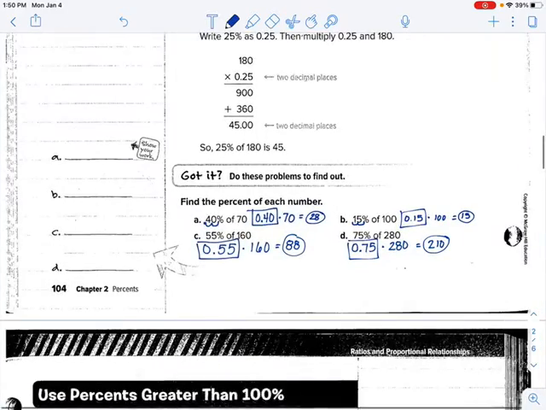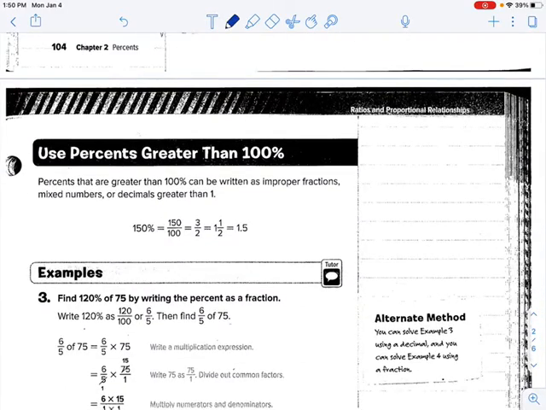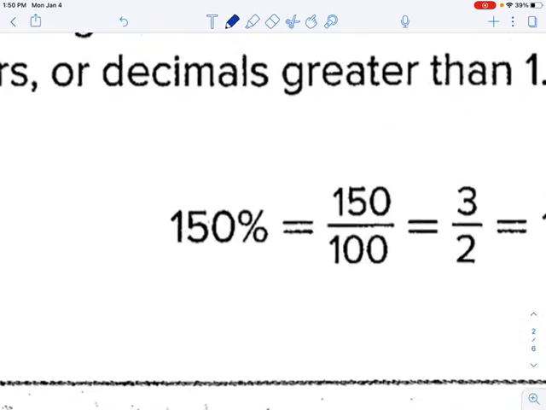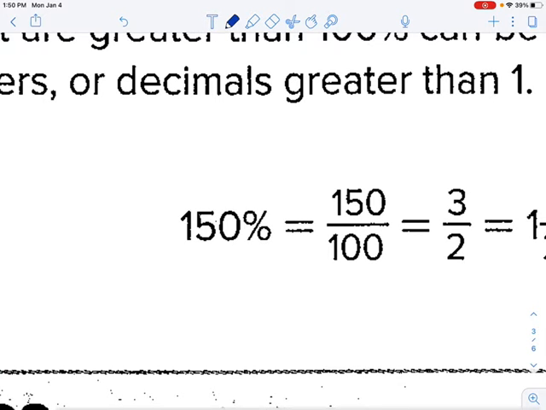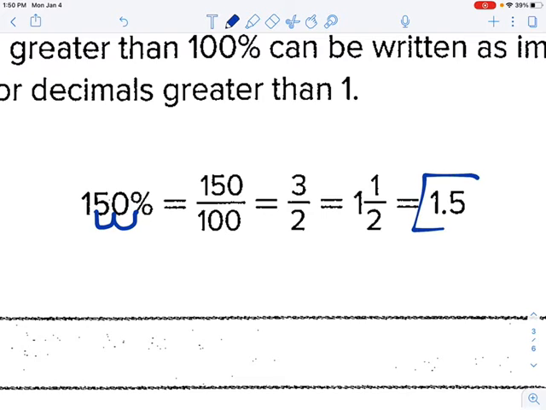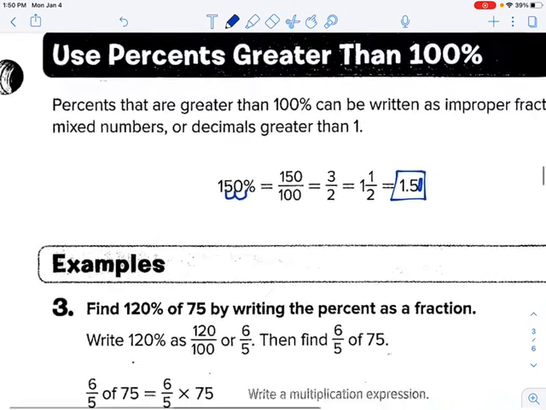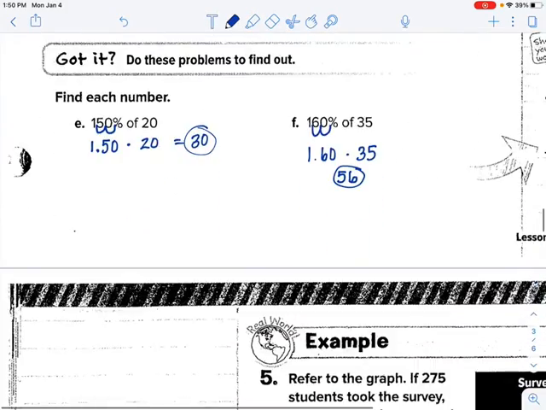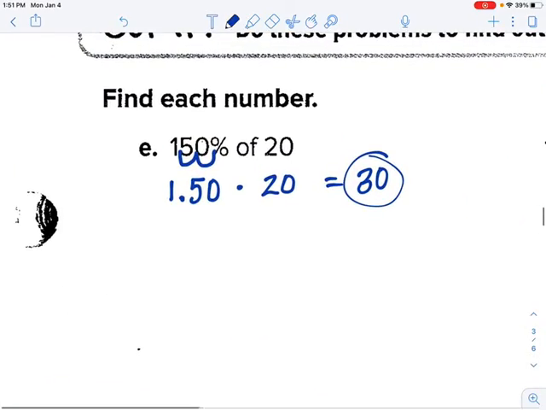All right, on the next page then we have percents greater than 100%. So again, even though they're greater than 100%, you're going to move your decimal 2 places to the left, which would be 1.5. And you can put the 0 at the end if you want. So if you look at the bottom here, 150% of 20, 2 places to the left give you 1.50, and you're multiplying that by 20, and you're going to get a bigger number because your percent is higher than 100%, so you get 30.